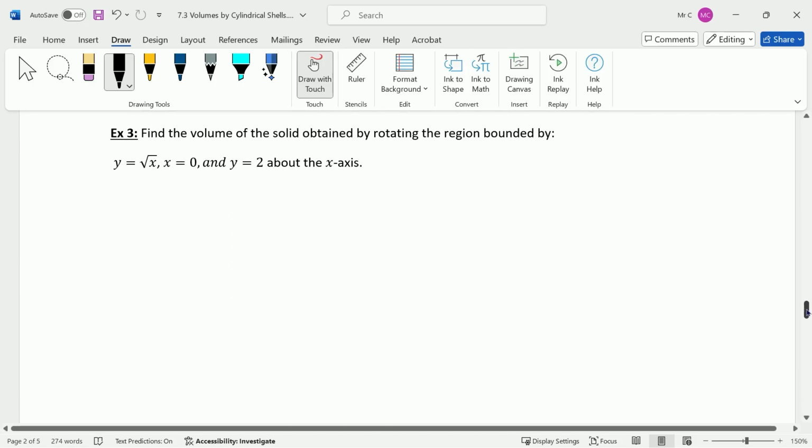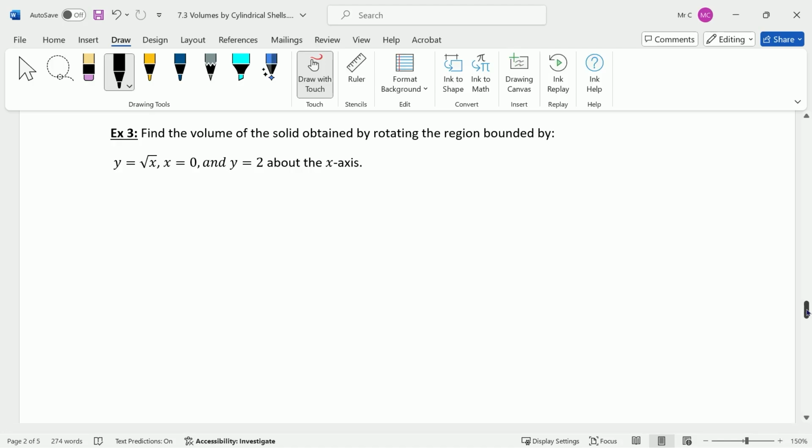Find the volume of the solid obtained by rotating the region bounded by y equals the square root of x, x equals 0, and y equals 2 about the x-axis. Okay, so let's go ahead and start drawing this. Now, we don't have two separate distinct functions, though you could say x equals 0 and y equals 0 are functions, but we're going to think of those more as vertical and horizontal lines.